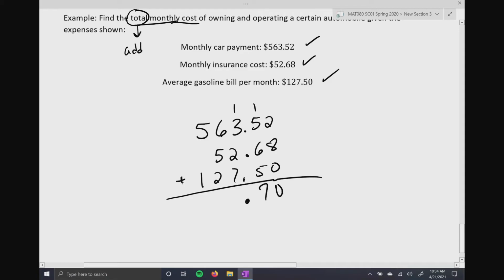Now, 7 and 3 is 10. 1 and 2 is 3, so that's going to be 13. Carry the 1. Let's see here. What else do we got? 1 and 6 is 7. Plus 2 is 9. Plus 5 is 14. Carry the 1. And then that's going to be 7. So this person, whoever it is, spends $743.70 just to drive a car.